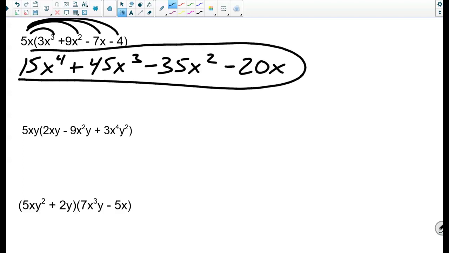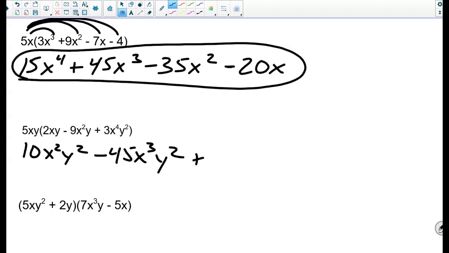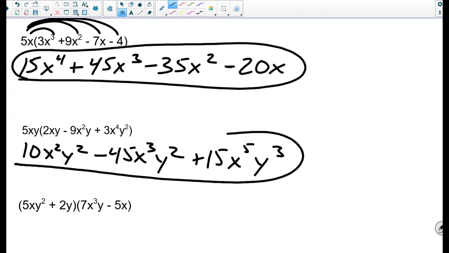We're simply distributing through. Here, same deal, and I'm just adding my exponents. 10x squared y squared minus 45x cubed y squared plus 15x to the fifth y cubed. We're just adding the exponents of the similar.